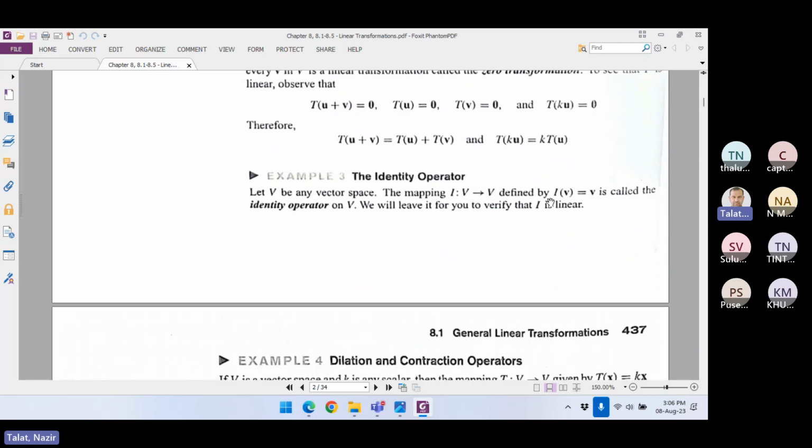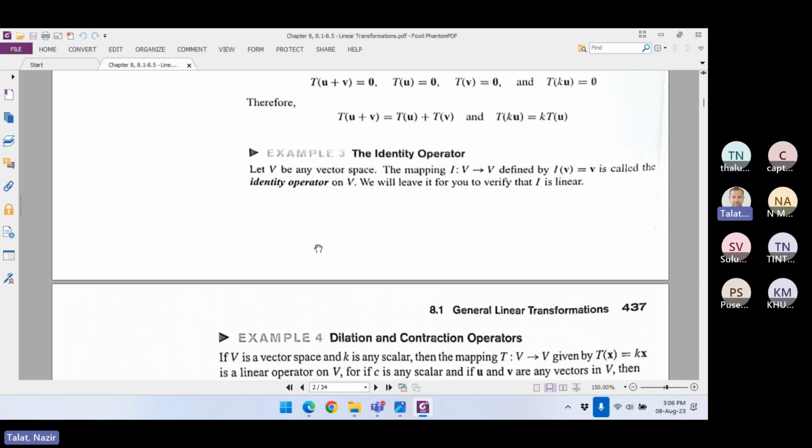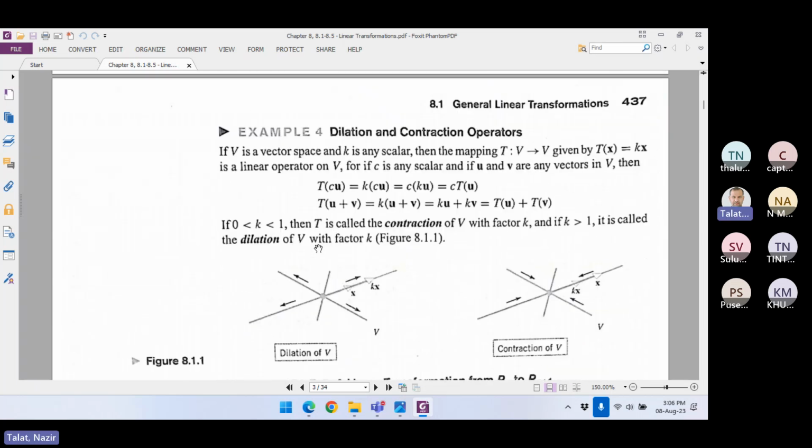The identity operator is also linear. One can see that it also satisfies these two conditions, and it's very simple. And then dilation and contraction.